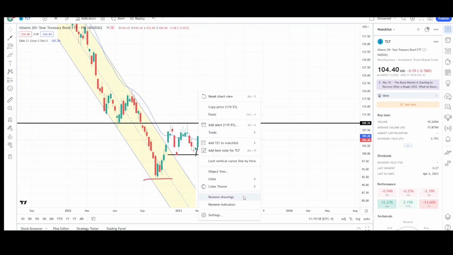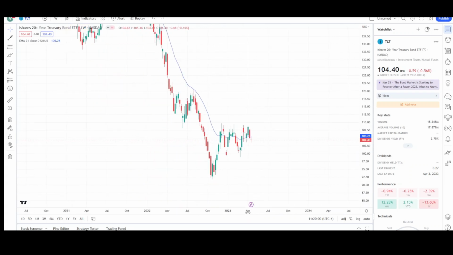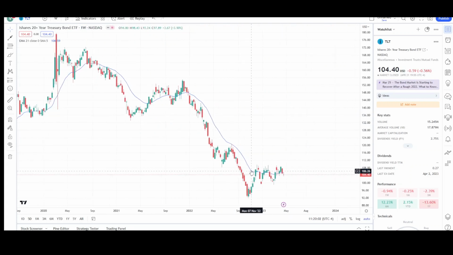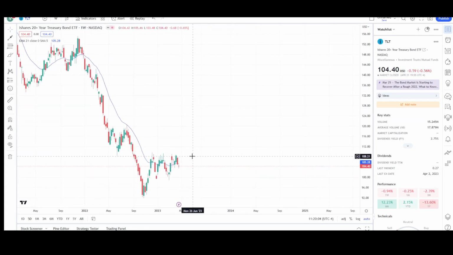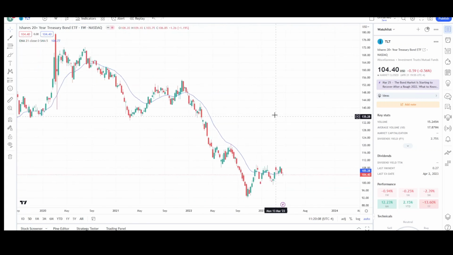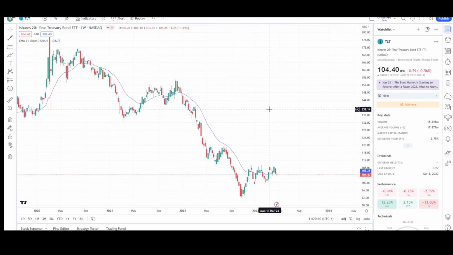So we'll see what occurs at the end of the day. But as of right now, it's pretty much sideways. Either way, next week we're probably still going to be contained inside of this 10-point range. So that's all I have for TLT on the daily and weekly charts.